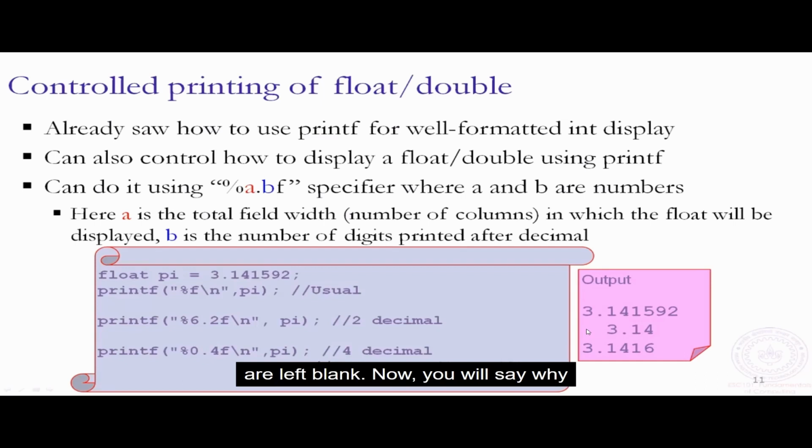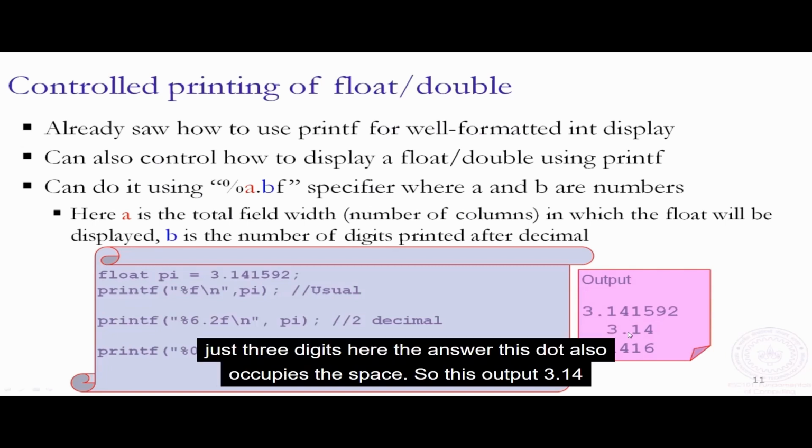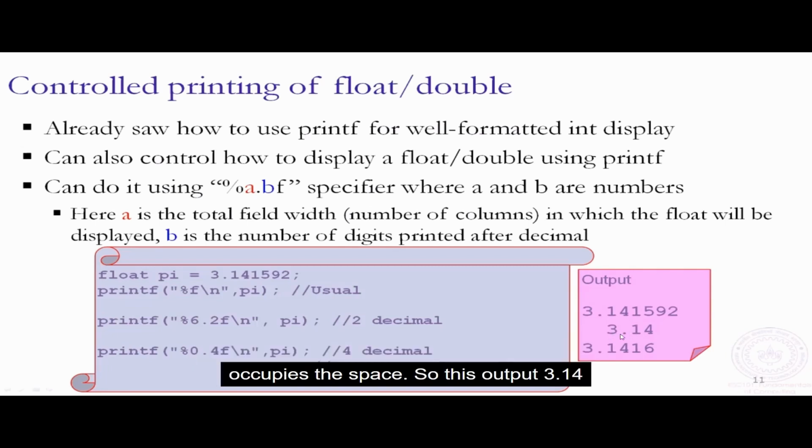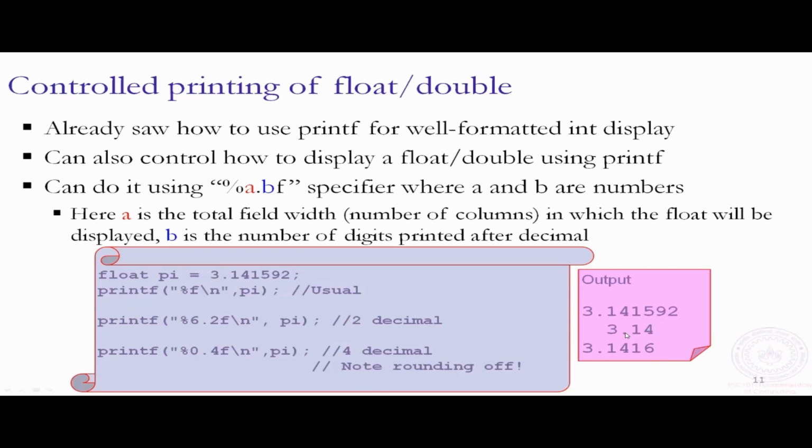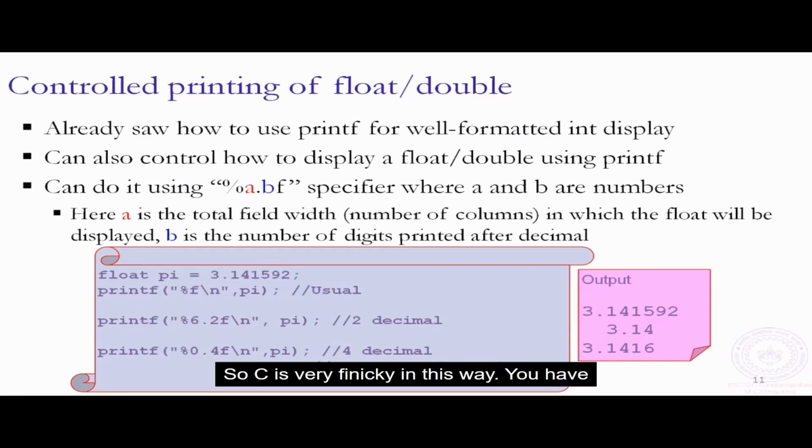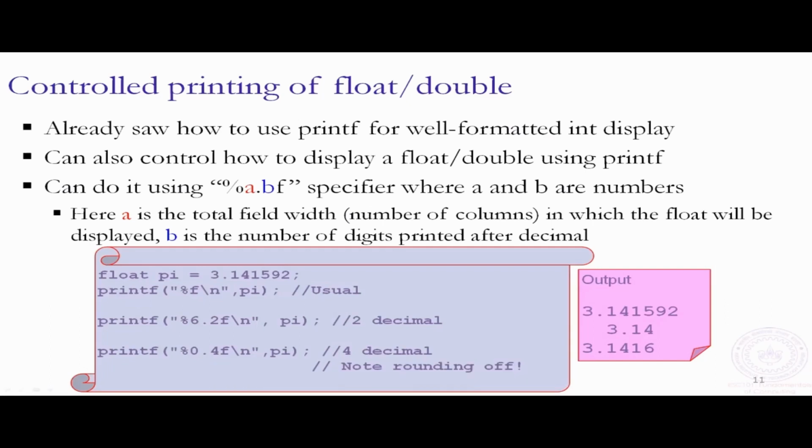Now you will say, why are 2 columns left blank when there are just 3 digits here? The answer: this dot also occupies a space. So this output 3.14 is actually spanning 4 columns of space, even though 3 of them are numbers and 1 of them is a special character. So C is very finicky in this way. You have to be careful.